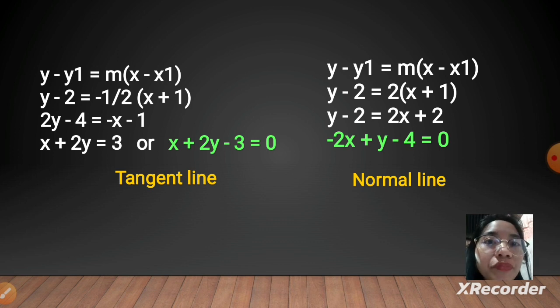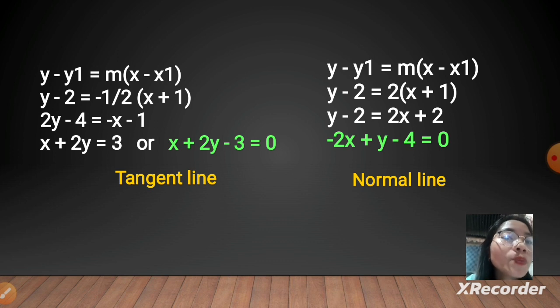Then, we will use additive inverse. So, we have x plus 2y equals 3. Then, x becomes positive because it is transferred to the other side. Then, -4 plus 1, so we have -3, or we have x plus 2y plus 3 equals 0. That is our tangent line.